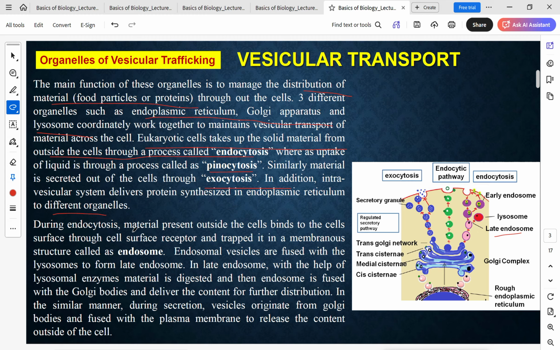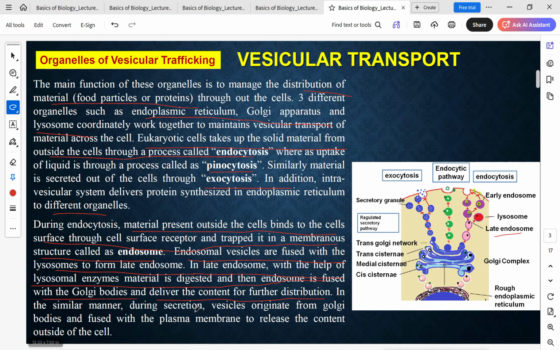During endocytosis, materials present outside bind to the cell surface through receptors and are trapped in a membranous structure. Endosomal vesicles fuse with lysosomes to form the late endosome. In the late endosome, with the help of lysosomal enzymes, the material is digested and the endosome fuses with Golgi bodies to deliver content for further distribution.